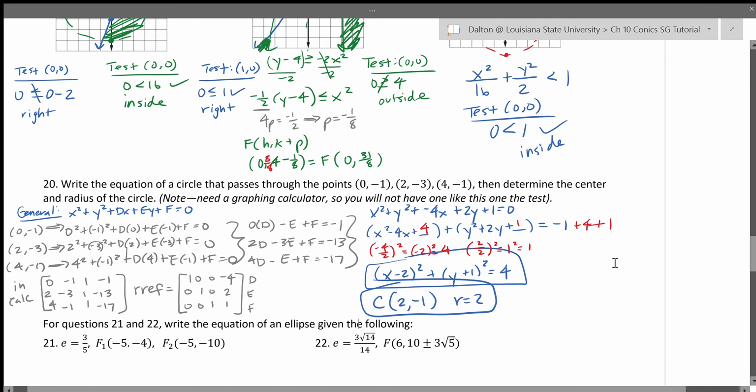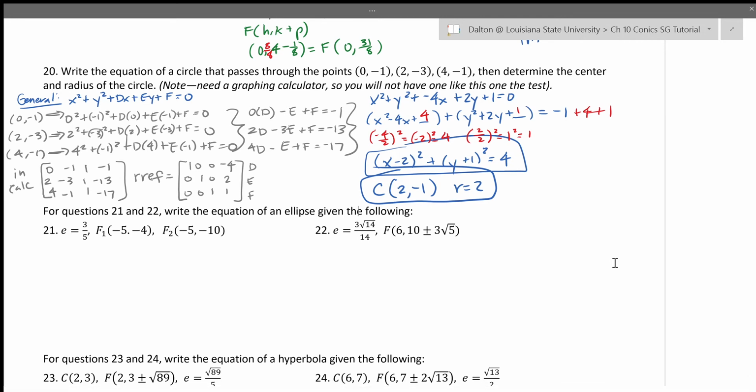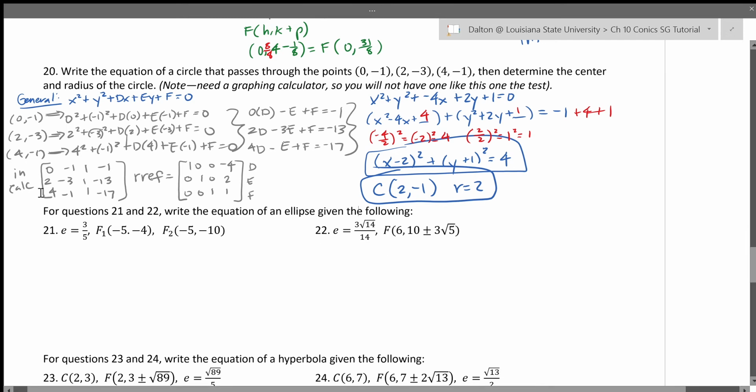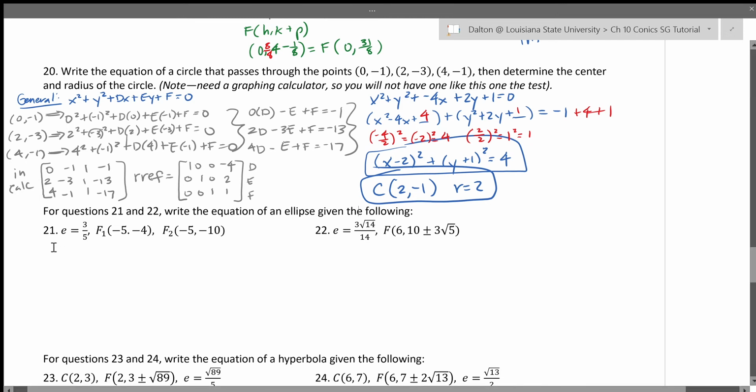For questions 21 and 22, write the equation of an ellipse given the following. So for an ellipse, both x squared and y squared are going to be positive, and it must equal 1. E in this case stands for eccentricity. Now, eccentricity, we've learned, is equal to c over a, but sometimes that might be the reduced form of eccentricity. So basically, anytime you have eccentricity questions, you want to gather as much information as you can from the other stuff before you look at eccentricity.